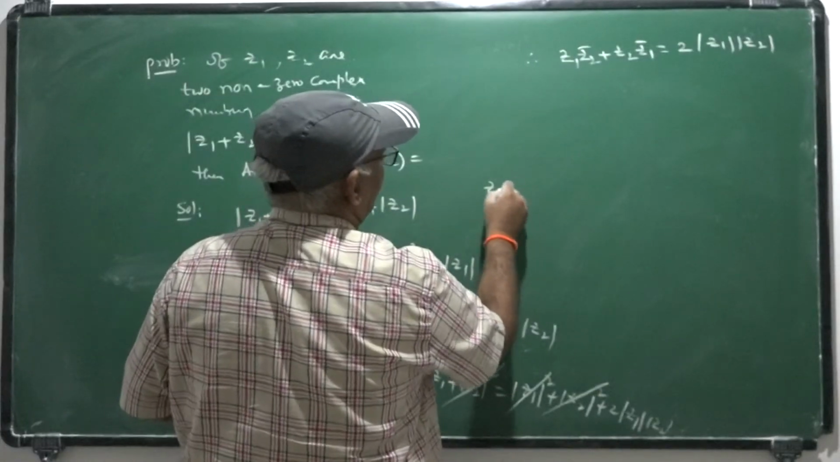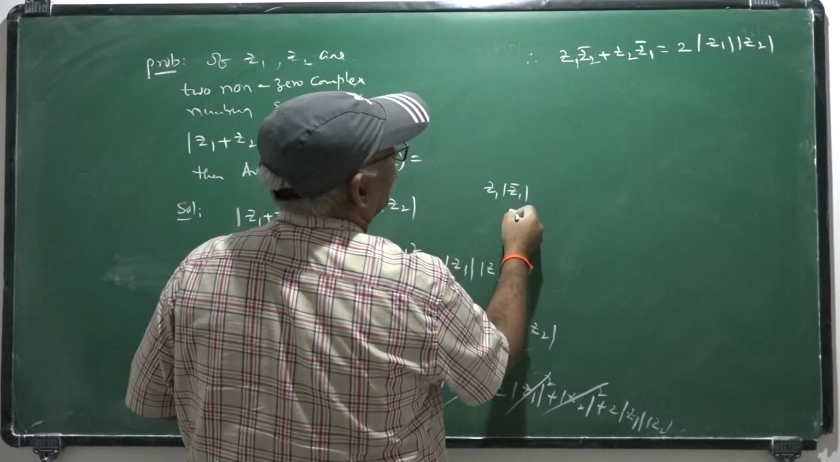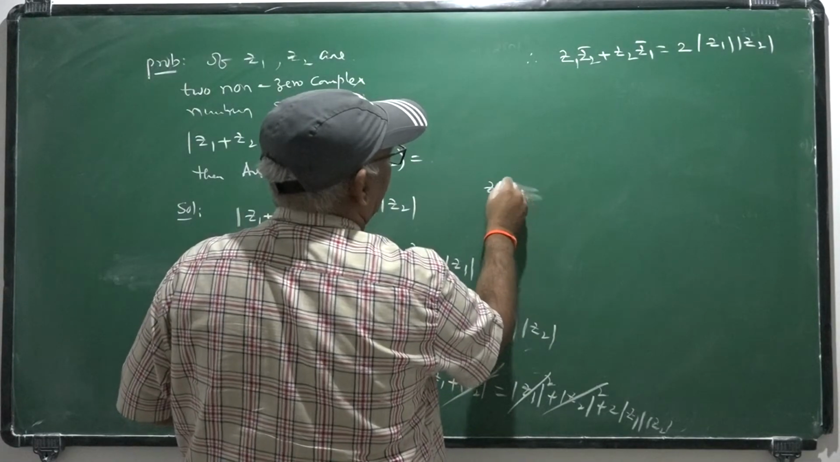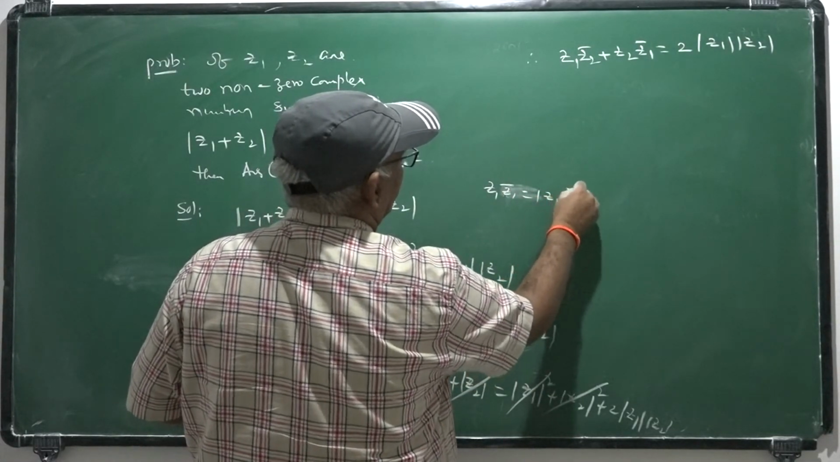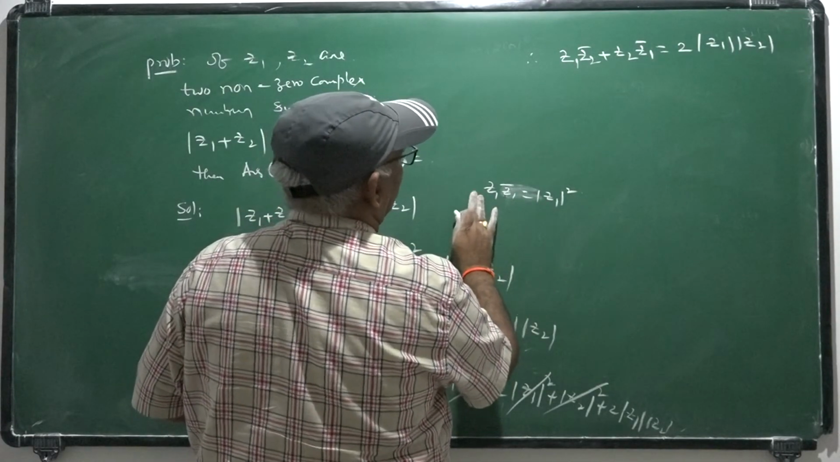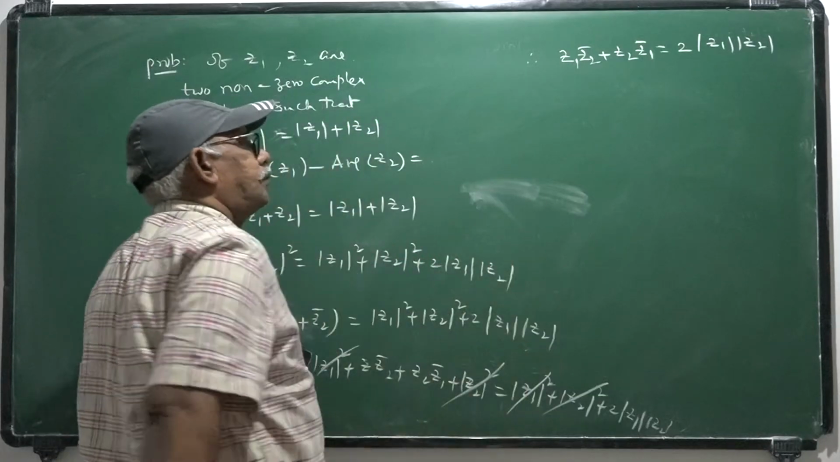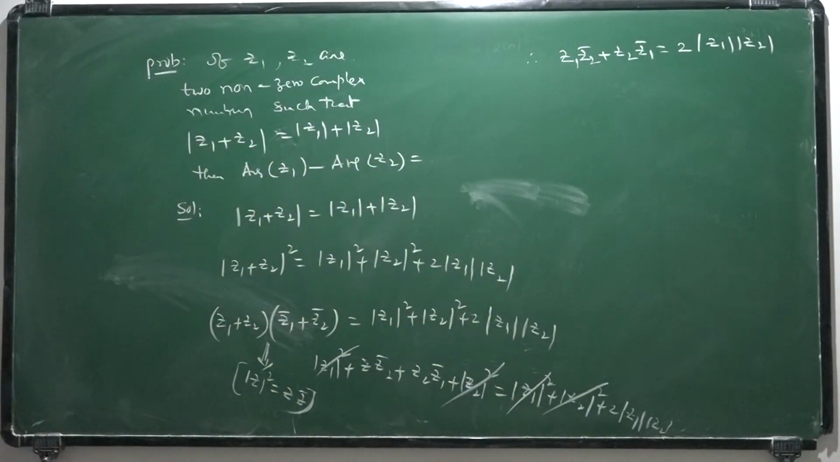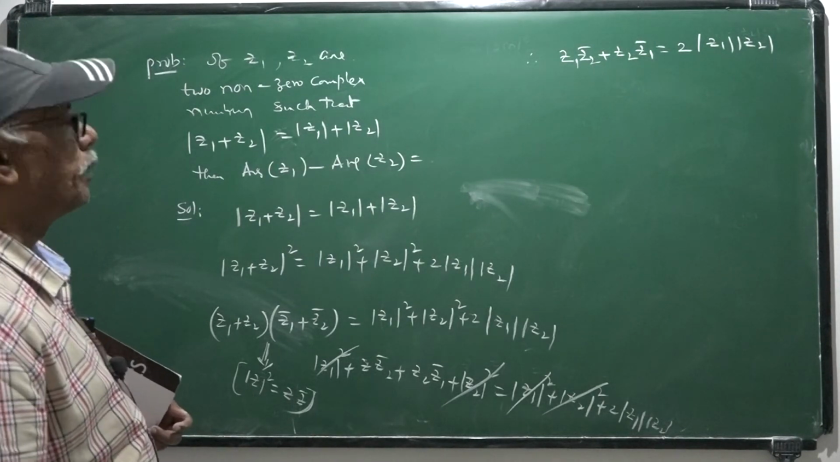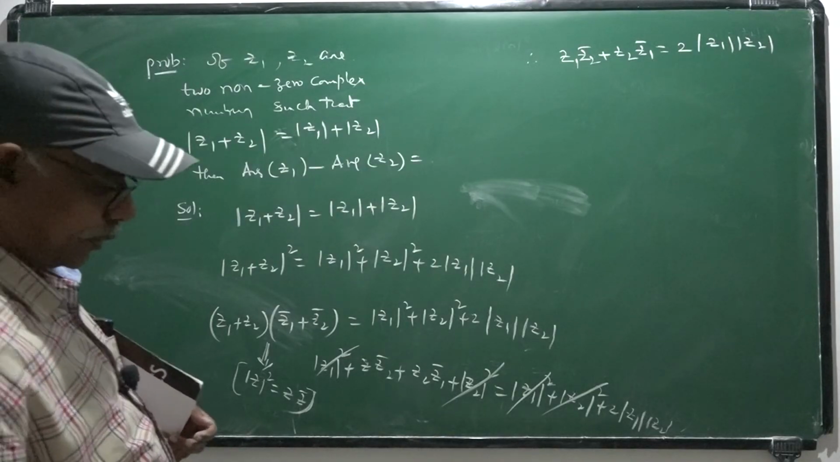Actually, z1 into z1 bar is mod z1 square. Now from this, what is the argument of z1 minus argument of z2?